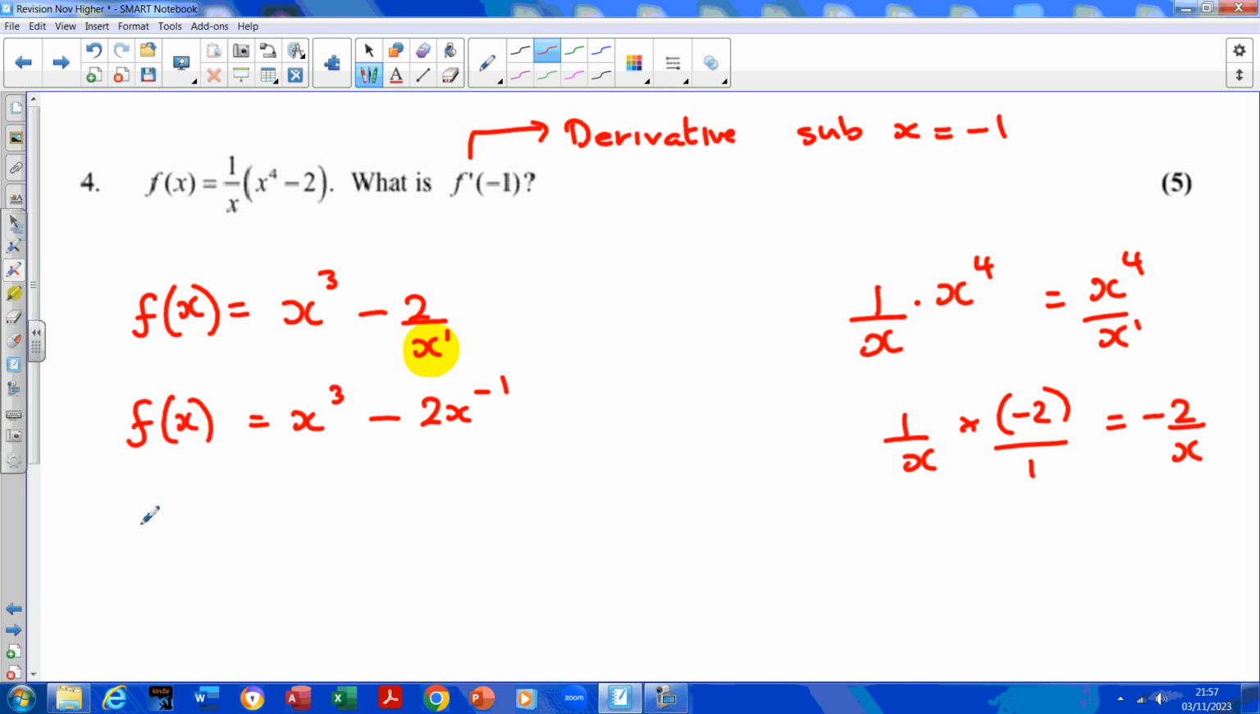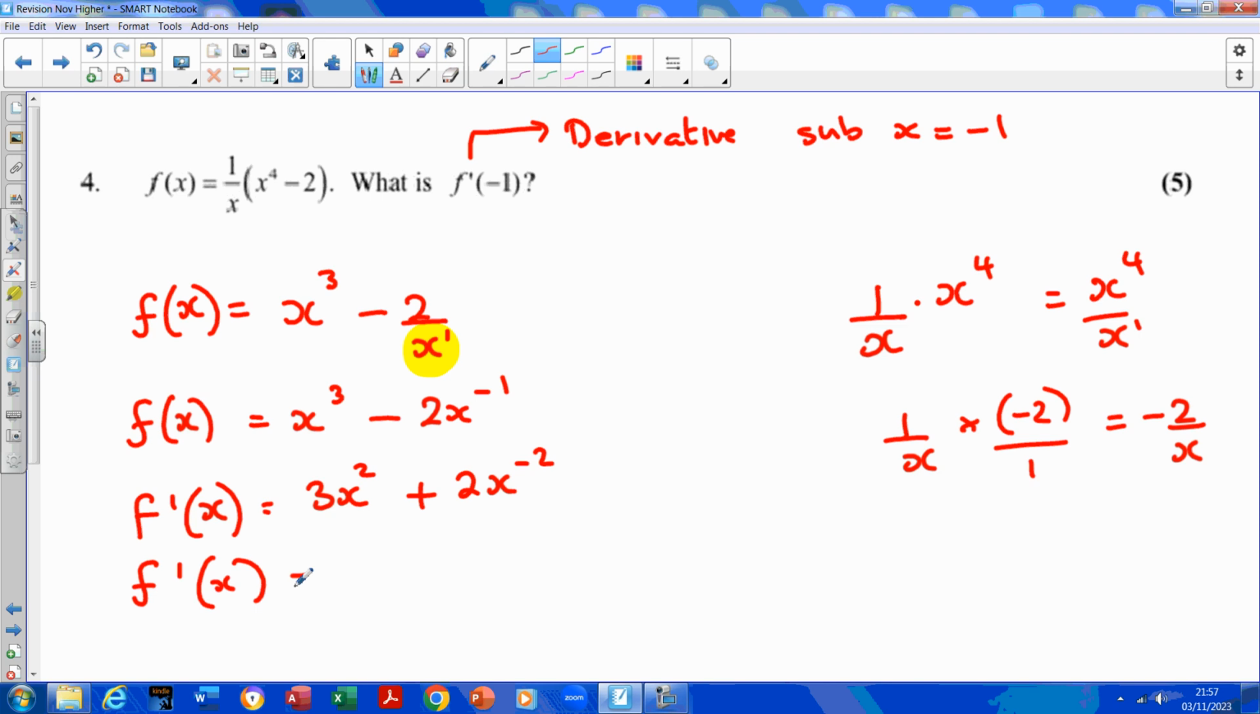We will now do our f dash x. So f dash x: multiplied by the power, take 1 away from the power, gives me 3x squared. Multiply by the power, take 1 away from the power, that becomes plus 2x to the negative 2. Now I've got to substitute in minus 1. I don't like this negative power, so I'm going to write this out properly.